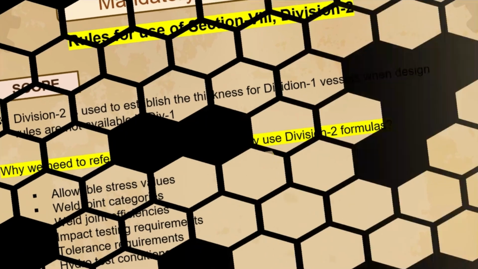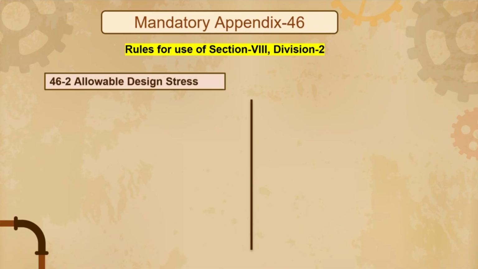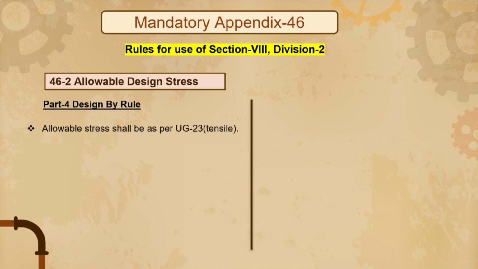So let's move to the next topic, that is mandatory Appendix 46-2. If you see 46-2, the code mentions allowable design stresses and other considerations. The first one is Part 4, design by rule. If you are following Part 4 design by rule formulas, you need to consider allowable stress values as per UG-23. UG-23A is about tensile allowable stresses and UG-23B is about compressive stresses, right? So you need to follow allowable stresses as per UG-23A for tensile allowable stresses, guys.